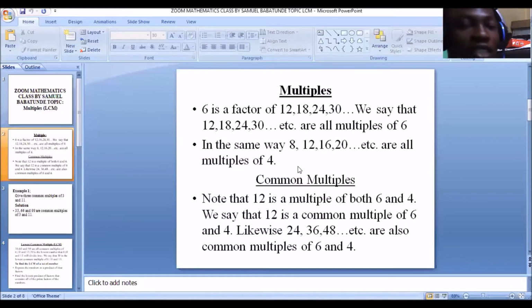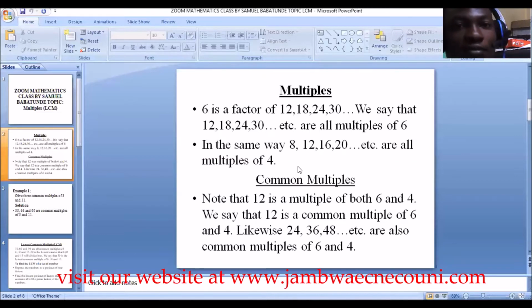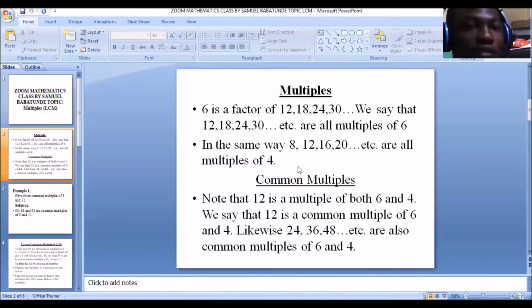Note that 12 is a multiple of both 6 and 4. You have a number 12. Now, 12 is a multiple of both 6 and 4. Because 6 times 2 will give you 12, so 12 is a multiple of 6. 4 times 3 will give you 12, so 12 is a multiple of 4.